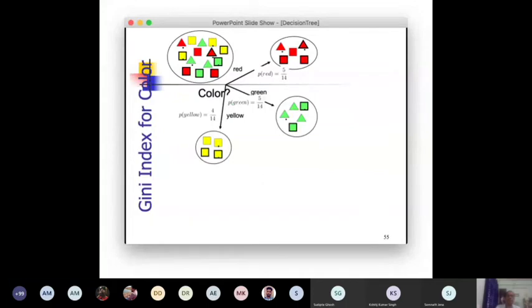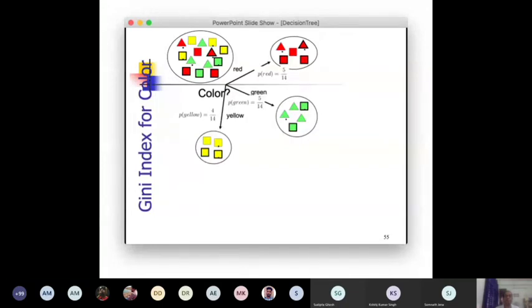Color as the attribute has three values: red, green, yellow. And you can see these are the three partitions shown here, where the class distributions are once again shown with the shapes. First, the probability of red, probability of green, and probability of yellow has been shown.